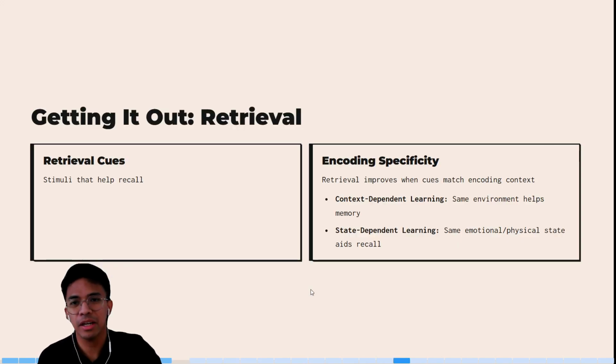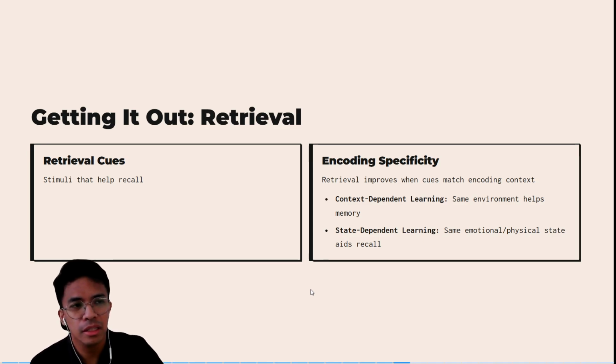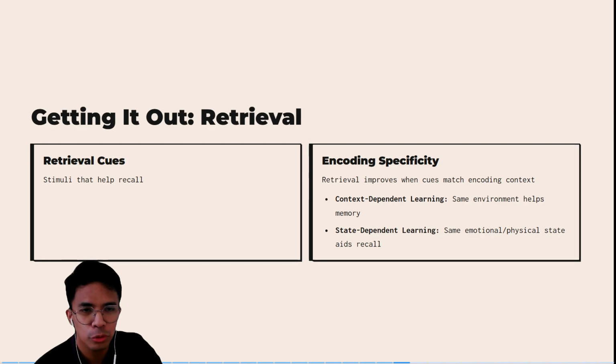Okay? So, in retrieval, getting the information out from our long-term memory, the retrieval cues matter. So, these are the stimuli that help you recall the information. Okay? Yun yung retrieval cues. More cues stored with a piece of information, then the easier the retrieval. If there are more cues, whatever cue it is, okay, whether it's whatever sensory cue it is, like sight, smell, sound, information, context, it will be easier for you to recall that information.